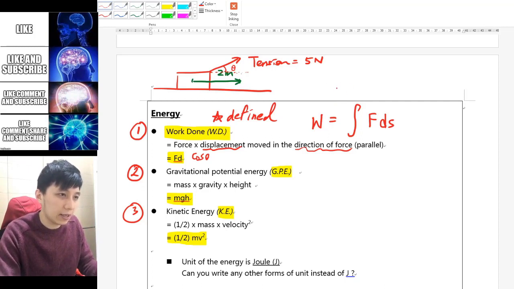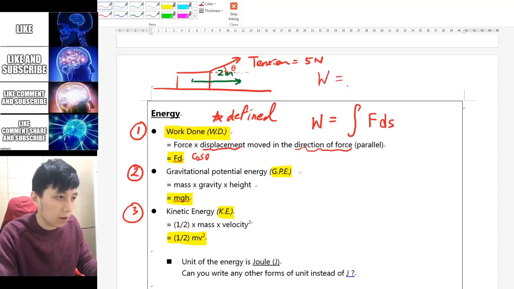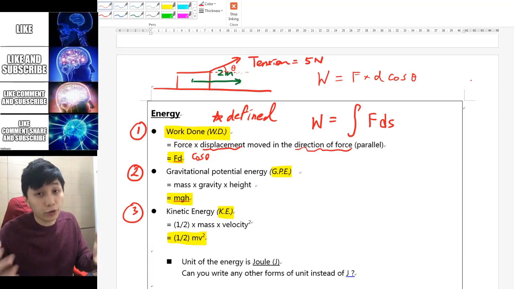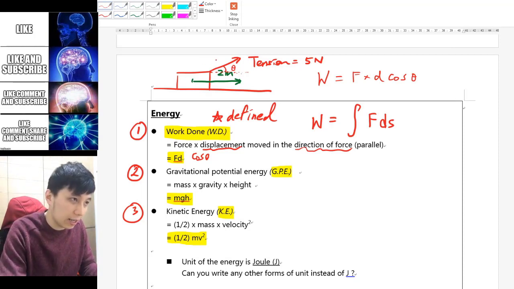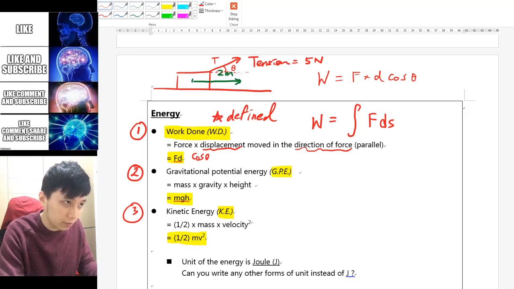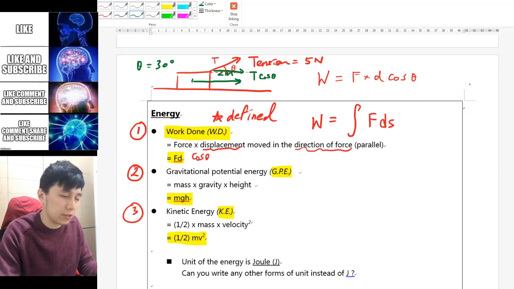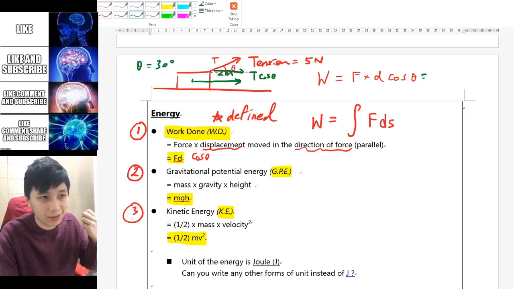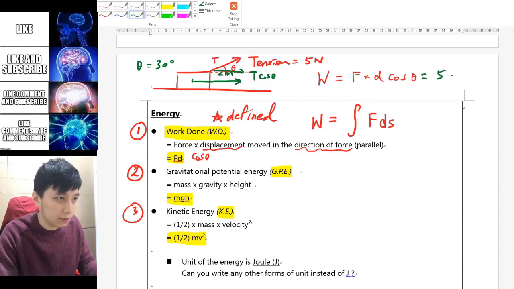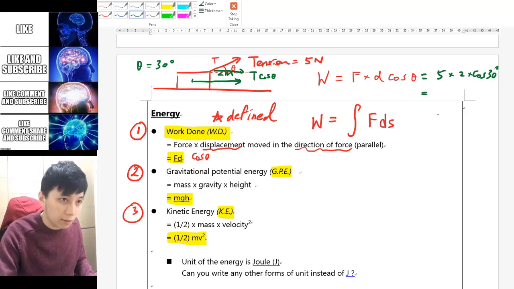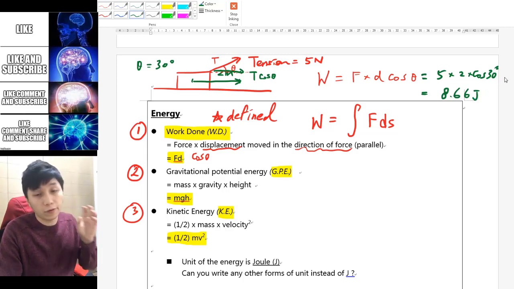And so in this case, the work done would be F times d cosine theta, because according to what you learned about trigonometry, if this is a tension T, then the horizontal one, this one, would be T cosine theta. Let's say theta here is 30 degrees, then the work done in this example would be 5 times 2 times cosine 30 degrees, and that will be about 8.66 joule, which is the unit of energy for this example.